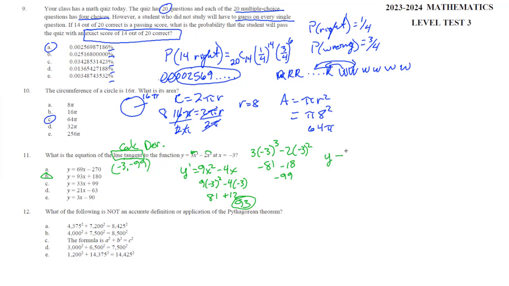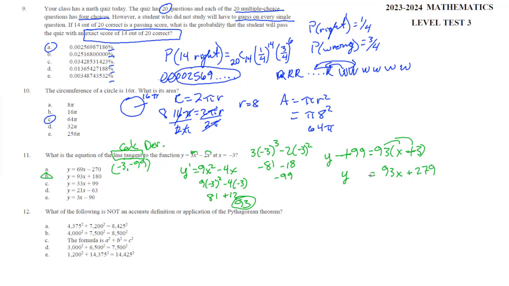y minus y1 equals m times x minus the x value, where m is 93. So that's a plus 3, that's a plus 99. Jump that in. We get y equals 93x plus 279.